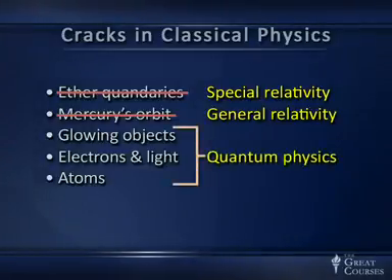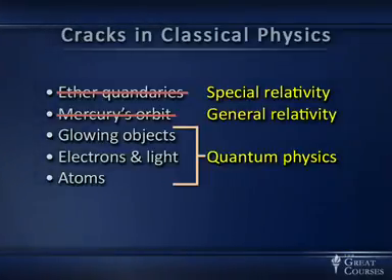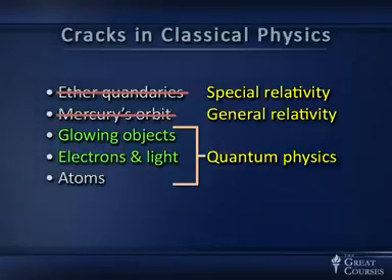Today we're going to look at glowing objects and electrons and light, and we will reserve the atoms for a later lecture. So let's move on and look at these cracks in classical physics. We're going to resolve all three of the remaining ones with quantum physics, but today, again, we'll look first at glowing objects, electrons, and light.